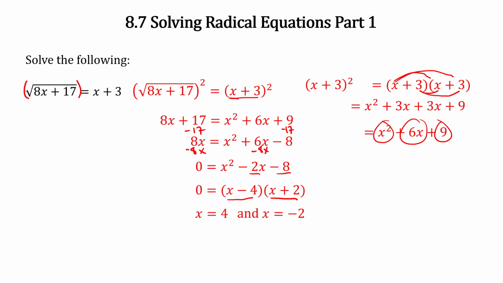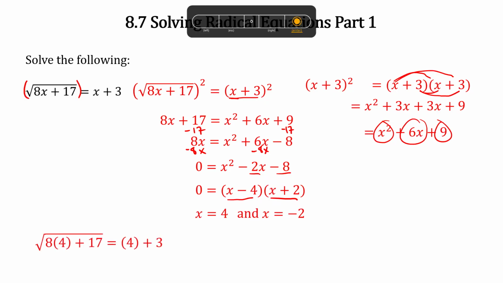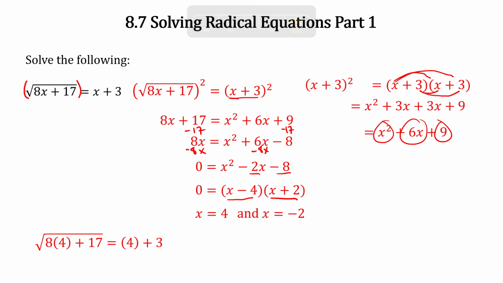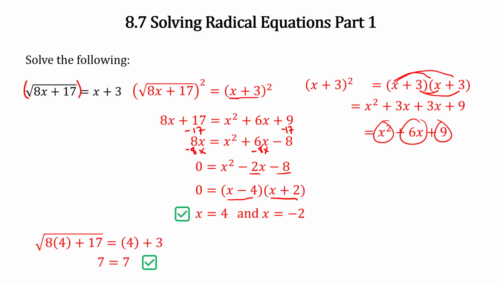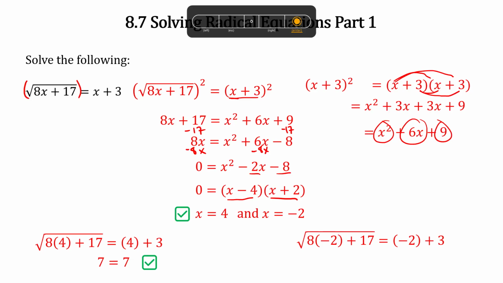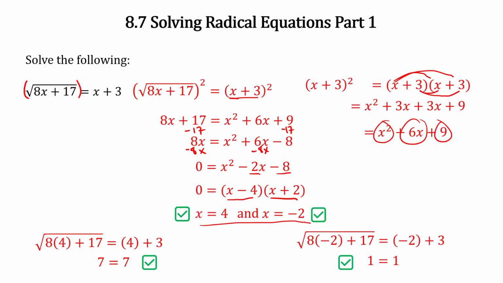Now you have to go back and check both of them. So let's check 4. And we find out we get 7 equals 7. That's good. So x equals 4 is an answer. Let's check negative 2. We get 1 equals 1. That is true. So we have two solutions: x equals 4 and x equals negative 2.